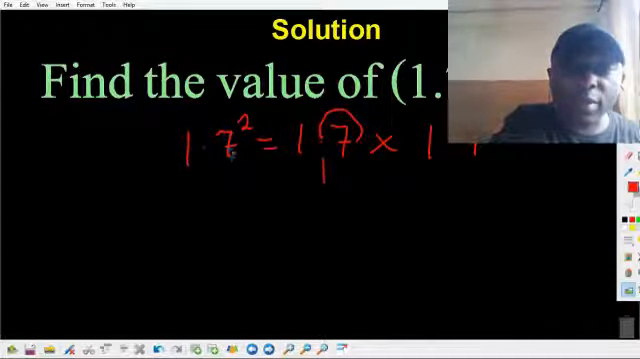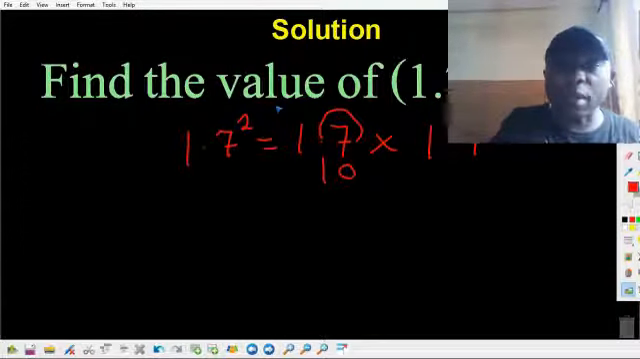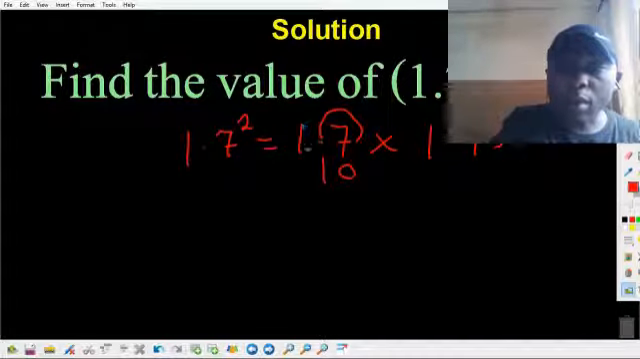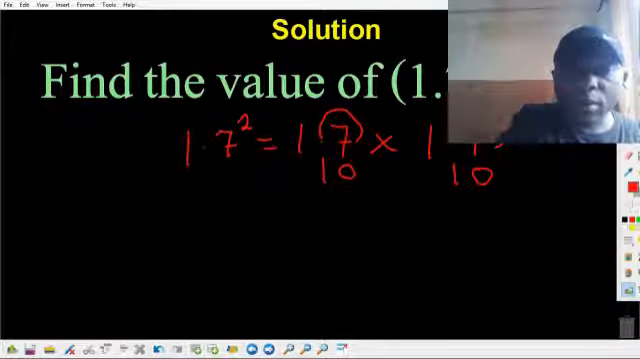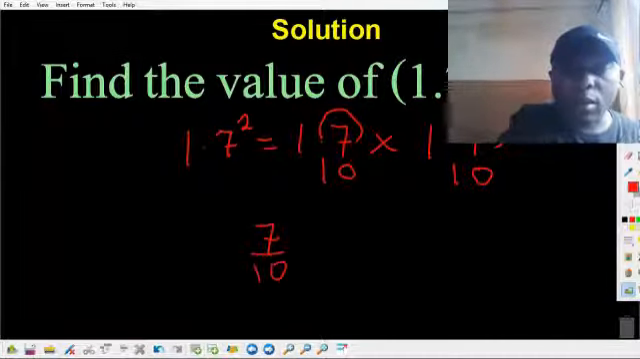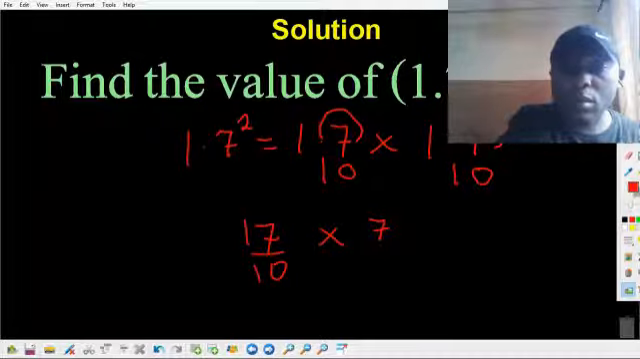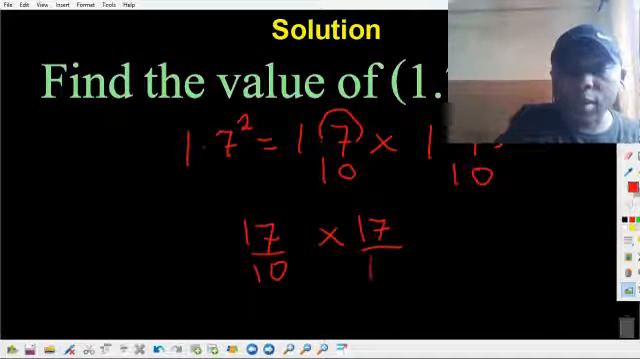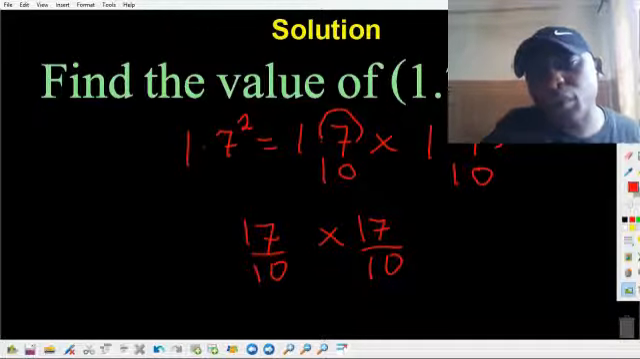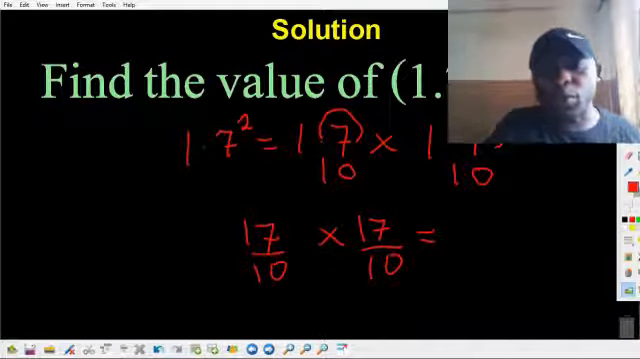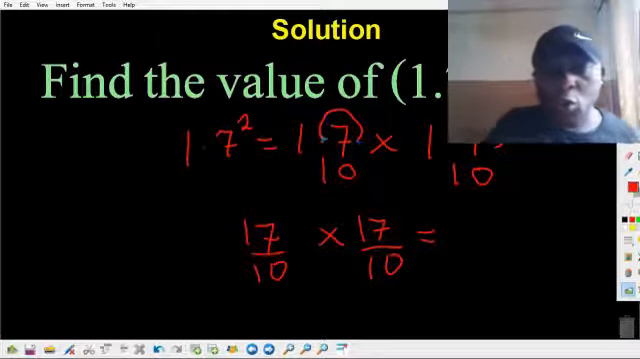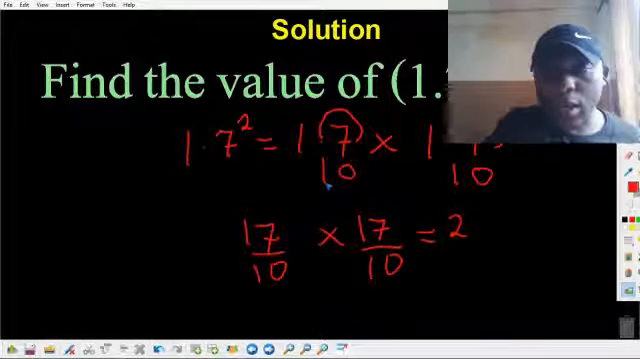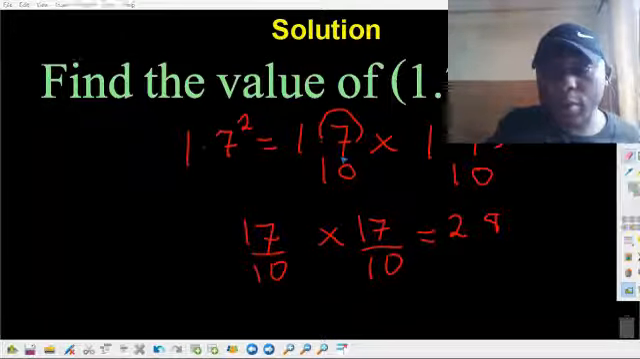The point here represents 1 followed by what? 1 0. The same thing happens here. The decimal will give you 1 followed by this. So we have 17/10 as fraction multiplied by 17/10. Now, what we need to do is to multiply, and 17 multiplied by 17 will give us 289.